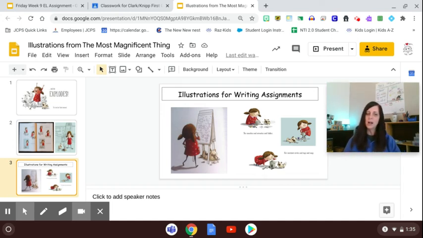So choose a couple of illustrations, or if you can remember, hey, she did this to show she was showing initiative. She did this to show she was persevering. She did this to collaborate with someone. Draw pictures showing each of the habits of character. That is your assignment today for EL. I will post some more of the illustrations on here.